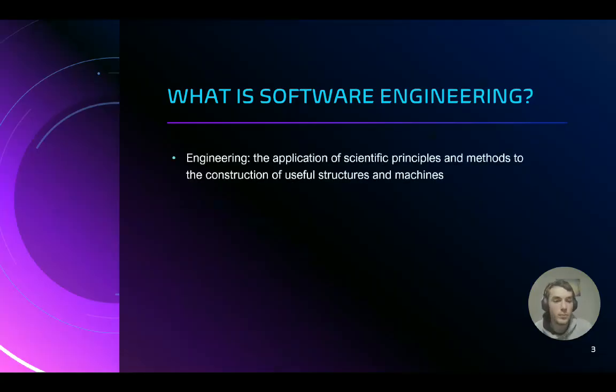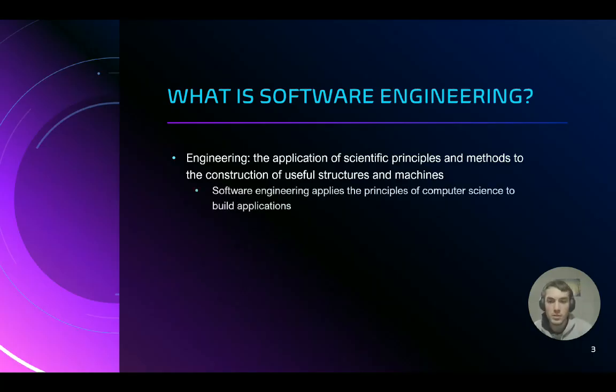Well, we can talk first about what engineering is. Engineering is the application of scientific principles and methods to the construction of useful structures and machines. An example of engineering would be civil engineering, where the principles of physics and mathematics are used to build things like bridges and buildings that are useful for society, for instance, to get your car from point A to point B.